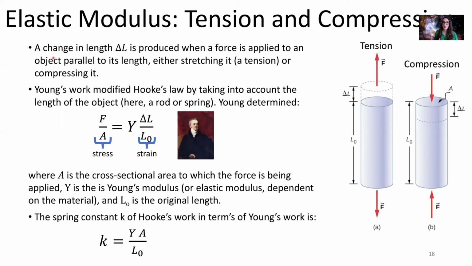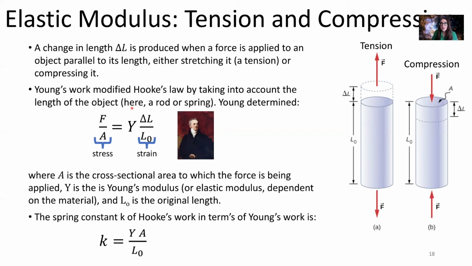We change the length in a material when a force is applied to an object parallel to its length. And we either can stretch it, that's a tension force, or we can compress it by pushing down. There was a scientist with the last name of Young. Young had some ideas to improve upon Hooke's law. Young's work modified Hooke's law by taking into account the length of the object. Here we're thinking about the length of a spring or a rod.